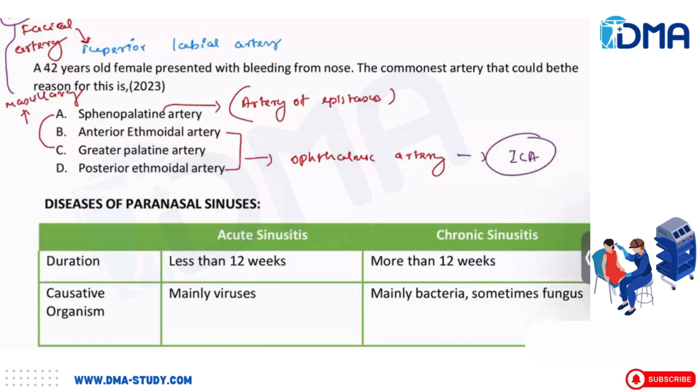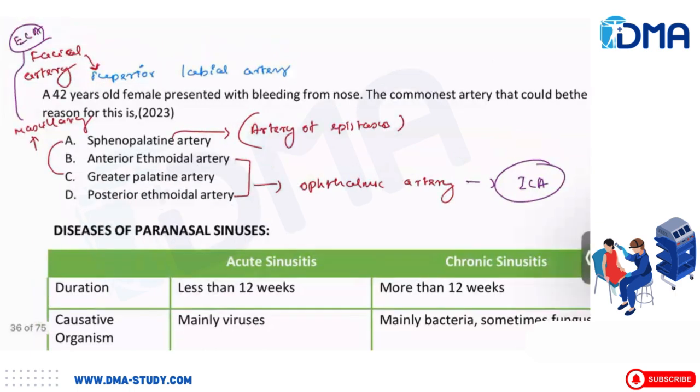First, you start from ECA, then facial artery separate, maxillary artery separate. Facial artery goes to superior labial artery. Maxillary artery goes to two arteries, sphenopalatine and greater palatine. So all of them will be supplying. Out of which sphenopalatine artery is the most important one, which is called the artery of epistaxis. Now, anterior ethmoidal artery and posterior ethmoidal artery are branches of the ophthalmic artery, which in turn arises from the internal carotid artery. All right, so this is very important.